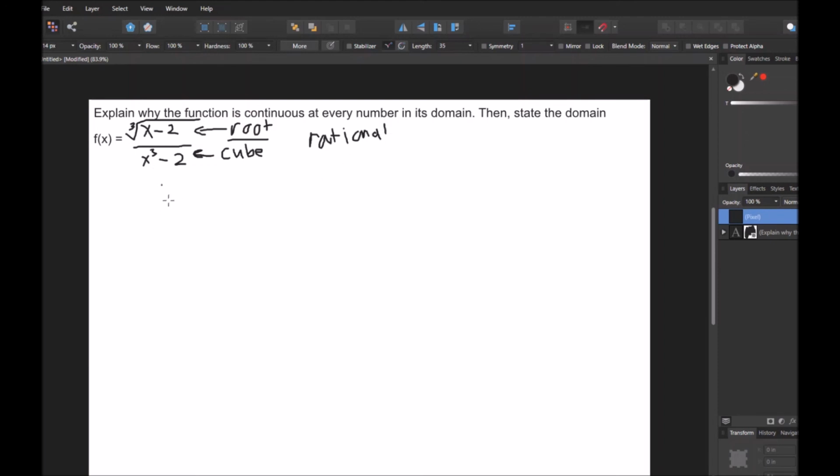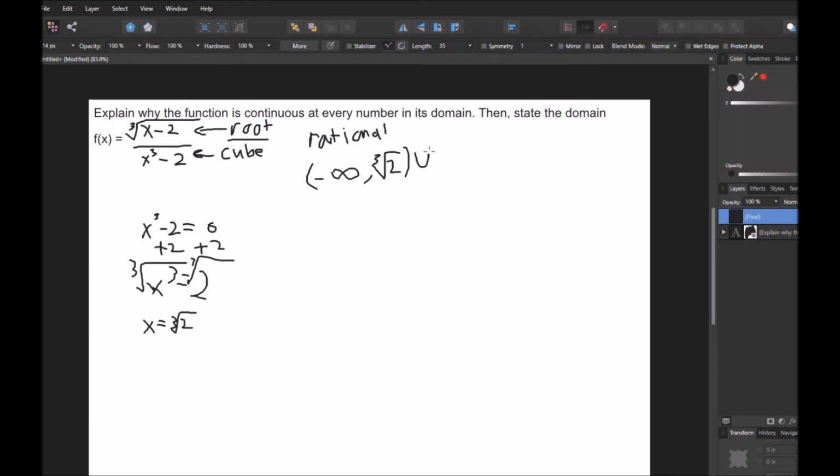And when talking about the domain, I'm once again going to set this equal to 0. I'm going to have x cubed minus 2 equals 0. Add 2 to both sides. x cubed equals 2. Then I take the cube root to get rid of the cubing, and I get x equals the cube root of 2. So its domain would be negative infinity to cube root of 2, union cube root of 2 to infinity.